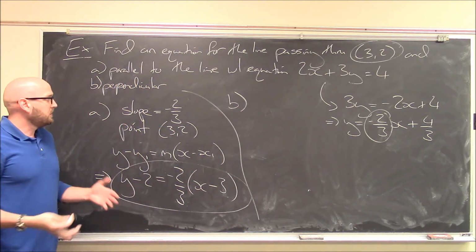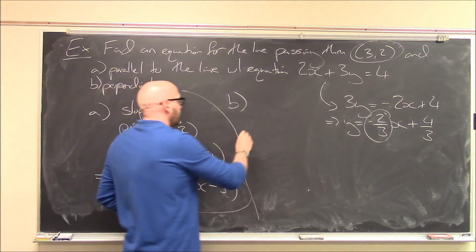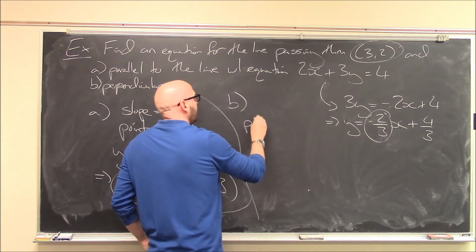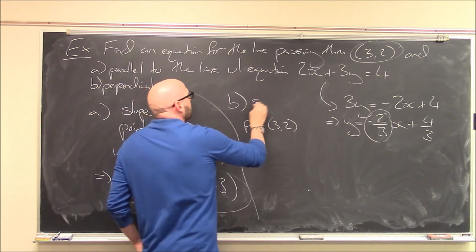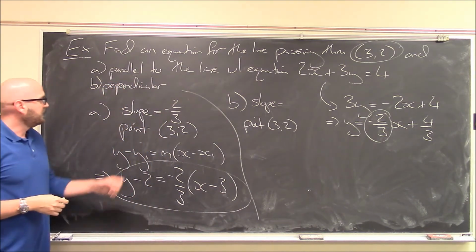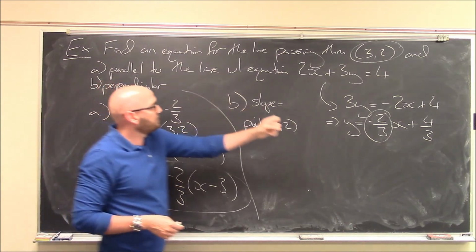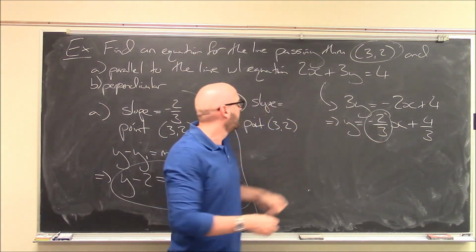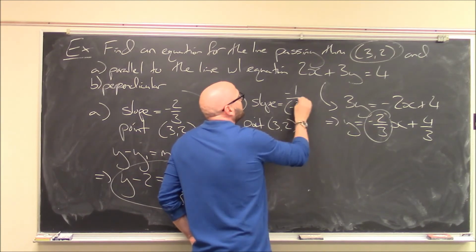Again, I'm asking sort of the same question. Now we just want a perpendicular line. The point stays the same, right? We're still going to use the point 3, 2. What about the slope, though? Well, the slope is the negative reciprocal, because it's perpendicular to this line. It's the negative reciprocal of this slope. So it's minus 1 over minus 2/3.